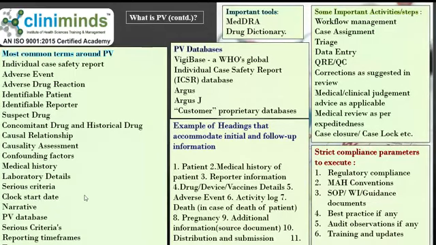Then identifiable patient: there must be a patient who we must be able to identify, to locate the existence of that patient. Identifiable reporter: definitely who is reporting. So basically what is the identity of that reporter, whether it's a medically confirmed or a consumer. So many factors can come into it.